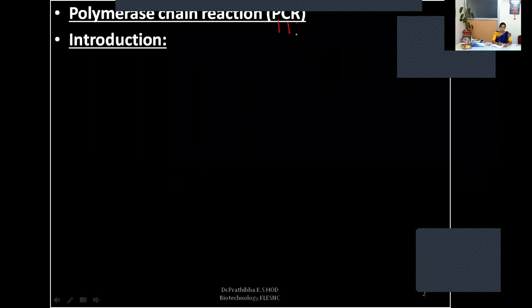Polymerase chain reaction. Okay, this polymerase chain reaction mainly runs on the DNA polymerase enzyme. Okay, and this PCR is responsible for the extension of DNA or synthesis of DNA, which adds the deoxyribonucleotides according to the template DNA, right?